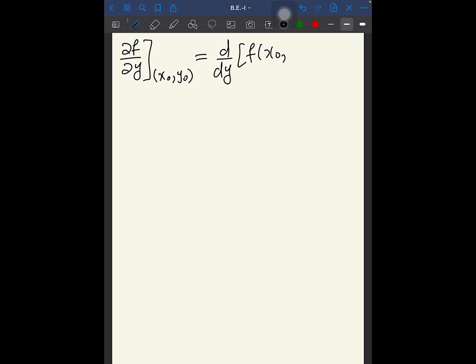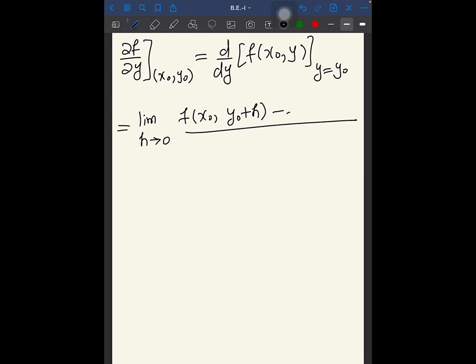So similarly, we can define the partial derivative of f with respect to y at point x naught, y naught, which is equal to the derivative of f keeping x fixed and taking the derivative of f with respect to y at point y equal to y naught. This is the same thing if this limit exists. That means limit h goes to 0, f of x naught, y naught plus h, and then we'll subtract f of x naught, y naught from this expression, upon h.